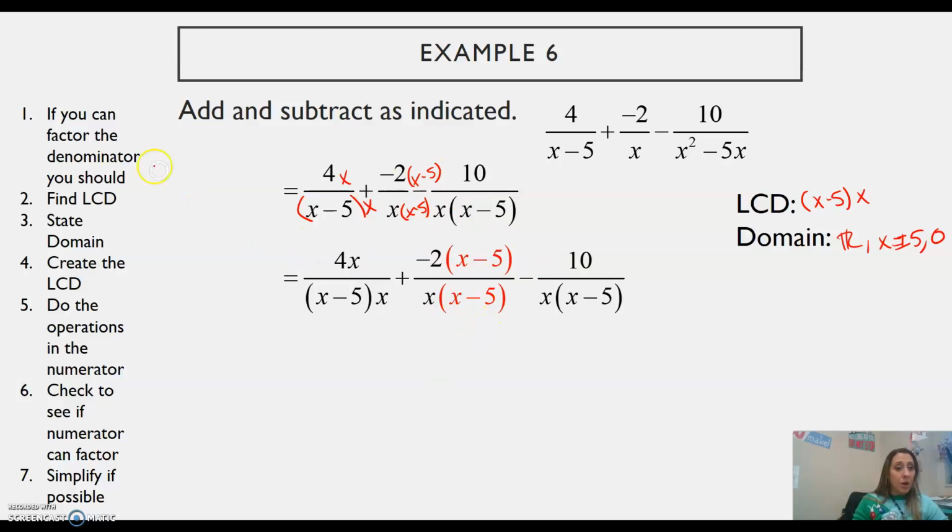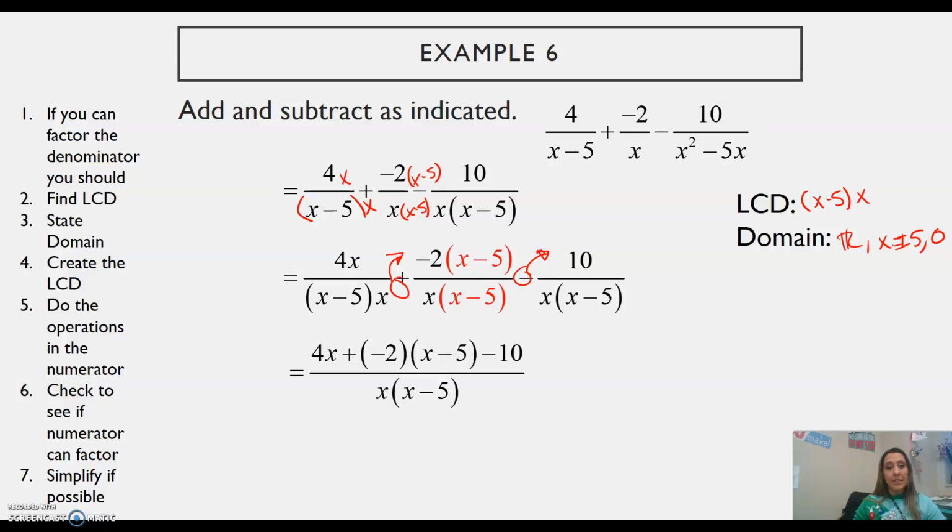All right, so we have factored. We have found the LCD and we stated the domain. We've created the least common denominator. Now we need to do the operations. So remember, this plus sign is going to go up, and this minus sign is going to go up like that. So we're going to end up with 4x plus negative 2 times x minus 5 minus 10 all over my common denominator, x times x minus 5.